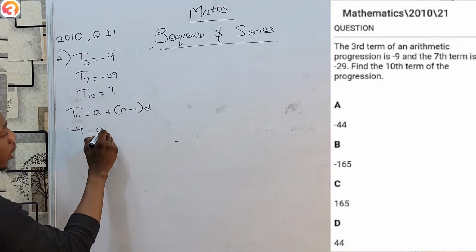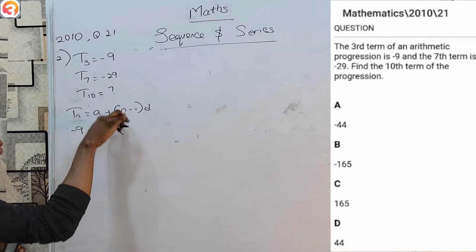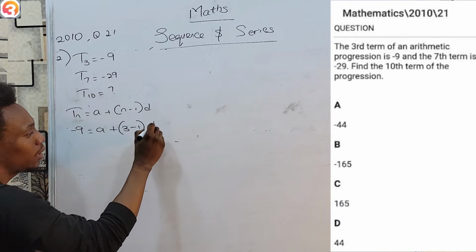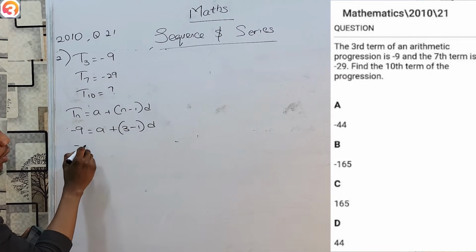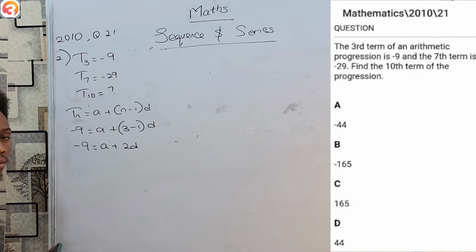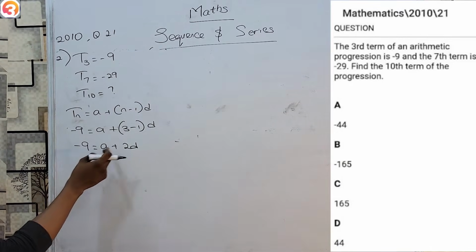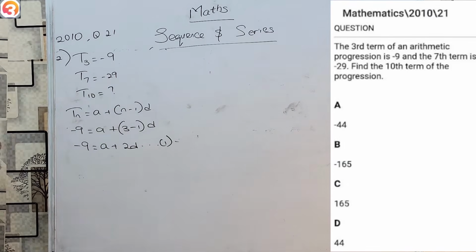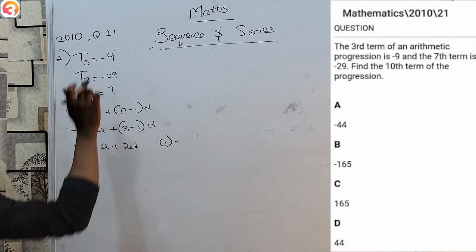That becomes equal to a, which we do not know. But if I'm looking for T3, then n becomes 3 minus 1. And I do not know what d is. But I know that minus 9 becomes a plus 2d. Now, obviously, I have two variables, so I can't continue solving. Let's mark this as equation 1. Let's go to T7 now, because I'm done with everything I can do for T3.